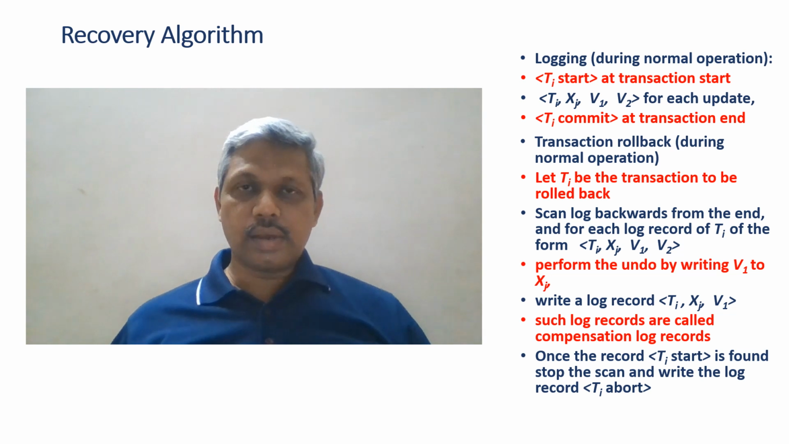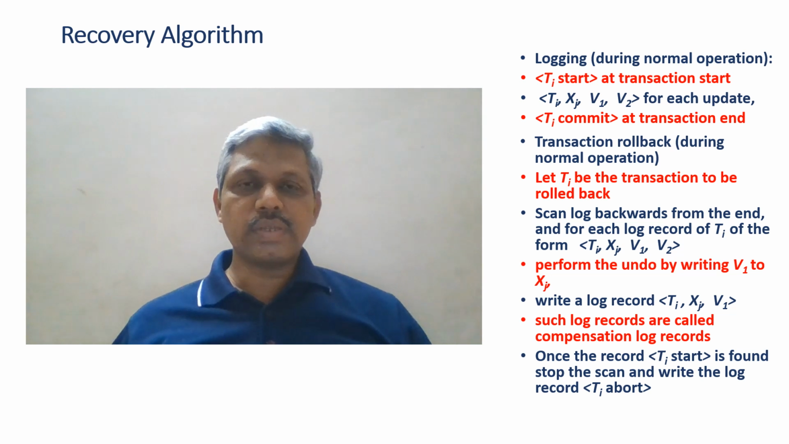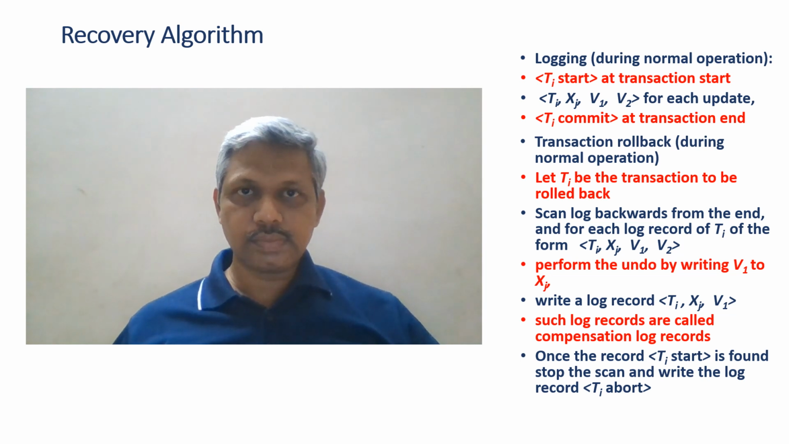While undoing, I have to create one more record, that is <TI, XJ, V1>. That means for the database object XJ, by the transaction TI, the value V1 is reverted back or undone. That is how a log record is written while undoing the actions also. That is called a compensation log record. Once TA start is found, you can stop the rolling back. So these log records are useful even for the rollback of transactions.